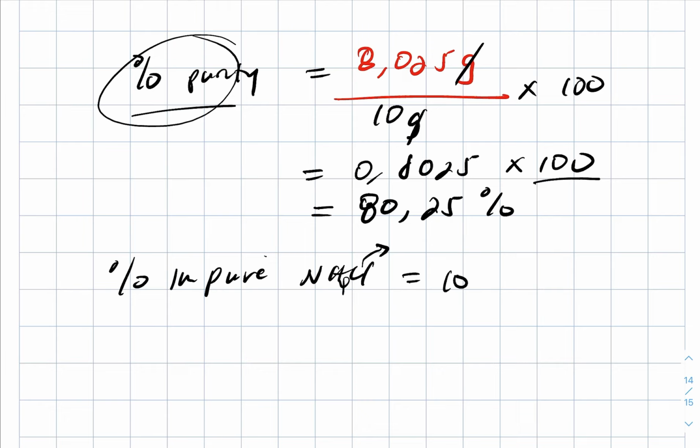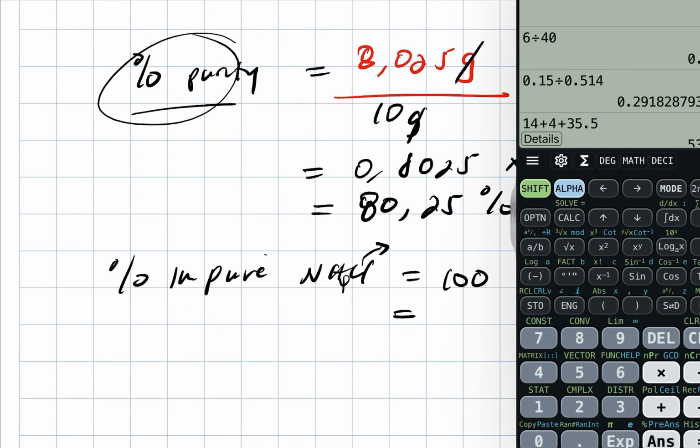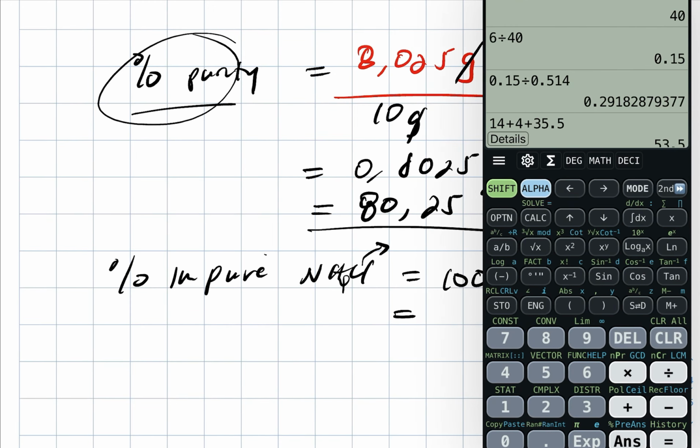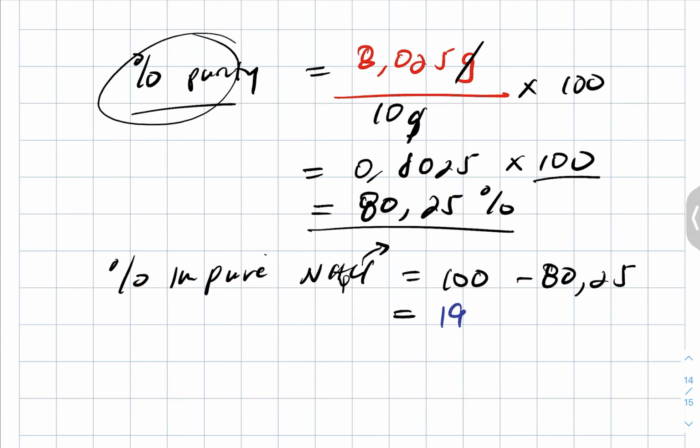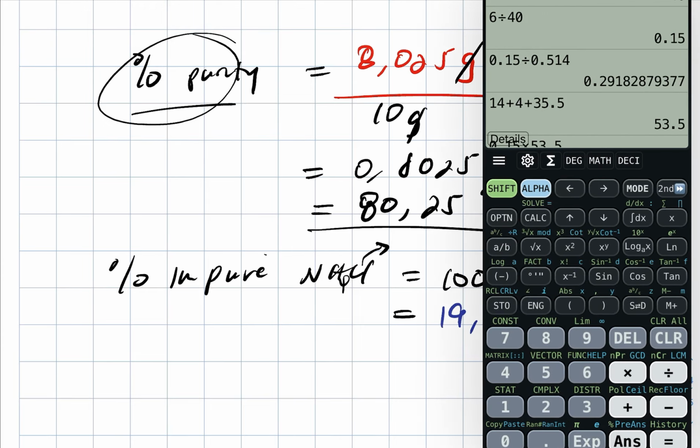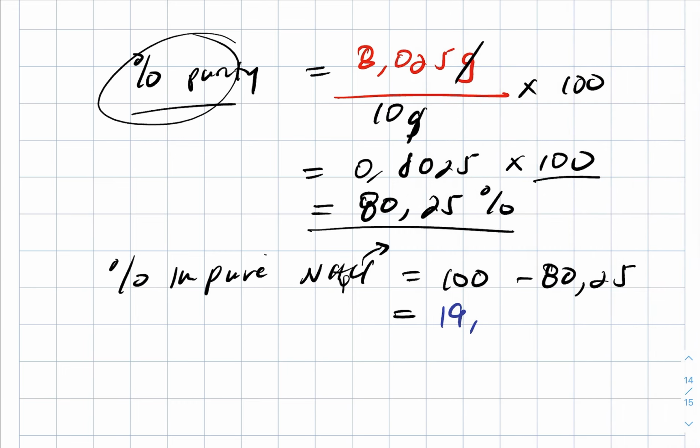It's going to be 100 minus 80.25. If you subtract that from 100, this is percent pure, right? And it means that whatever is left behind, which is 19.75, will be the percent impure of ammonium chloride. There we go. So that's actually the answer that they wanted.